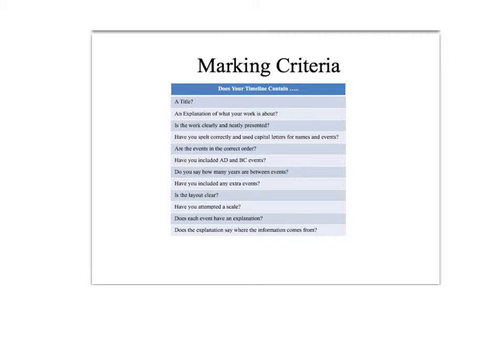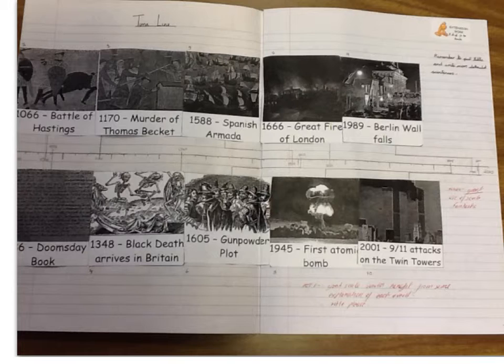Now let's go through and look at a couple of the examples and do a critique of each of them and say what's good. So in our first example here, we don't have an explanation. We have a very brief title here at the top. The work is well presented, it's clear, and it's numbered so we understand the correct sequence. We have an attempt at a scale made here. No extra events included, and none of these dates go before the year 0. So we're only dealing with the events that we've been given. All of them are AD.